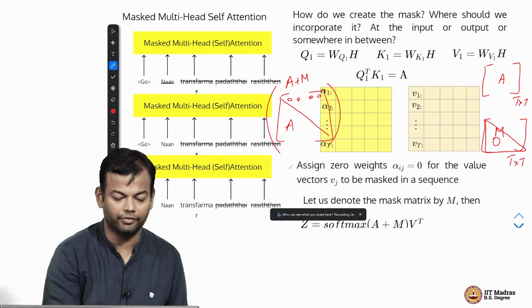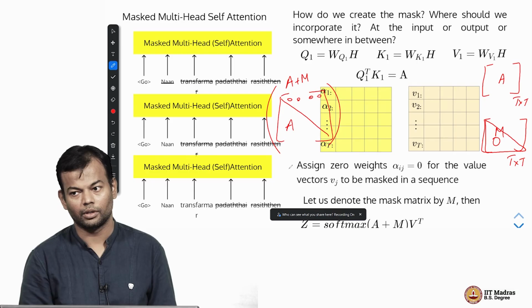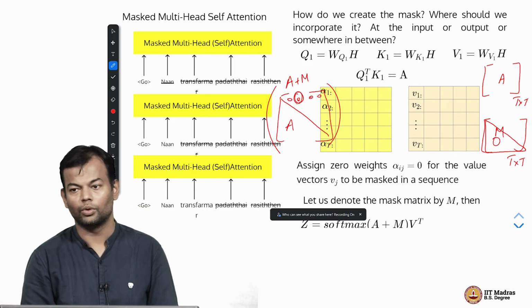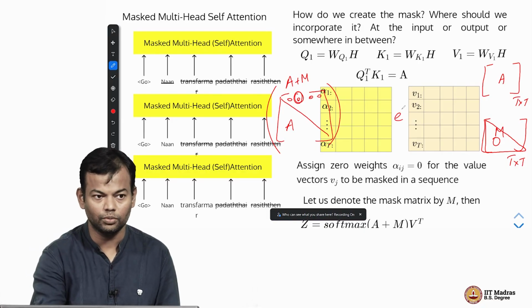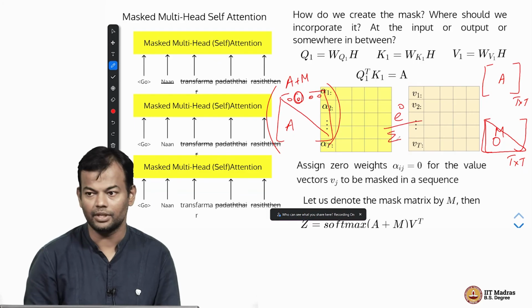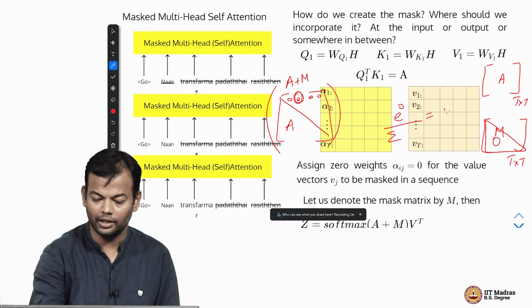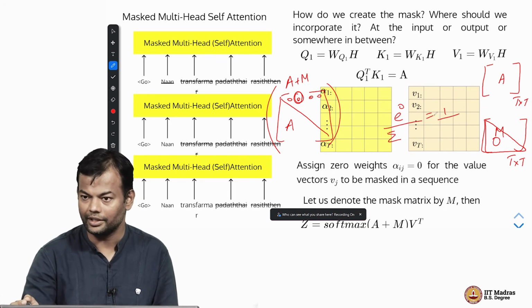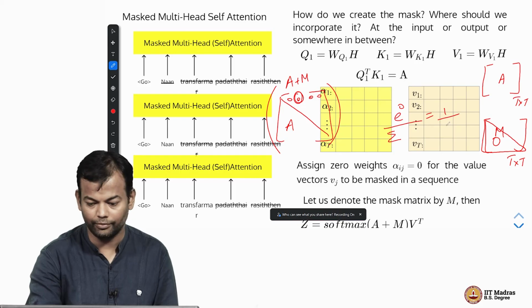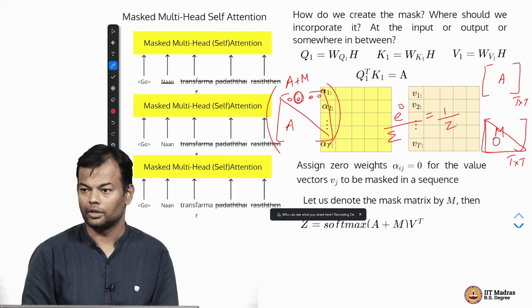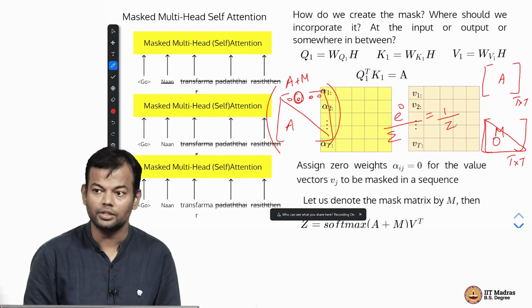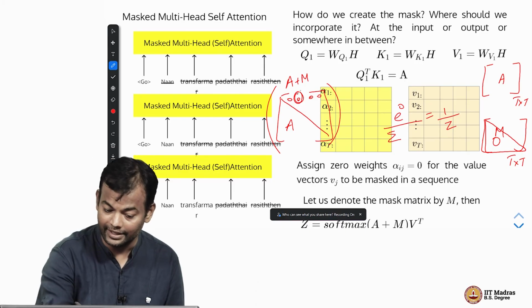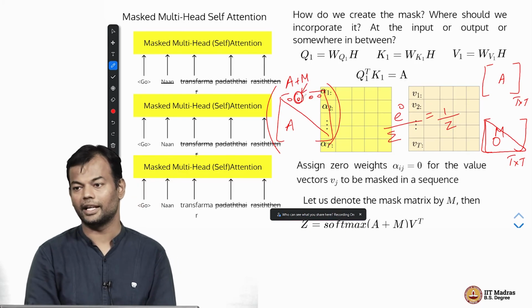Now if I do softmax of this, if there is an entry 0, what is the value after softmax? E raised to 0 divided by some summation. E raised to 0 is 1, and let's assume this summation is again a non-zero entity. So there will be 1 divided by some value, let me call it Z. Will this be 0? No. This is not what you wanted. You wanted it to be 0. So making this 0 does not seem to be the right thing to do.